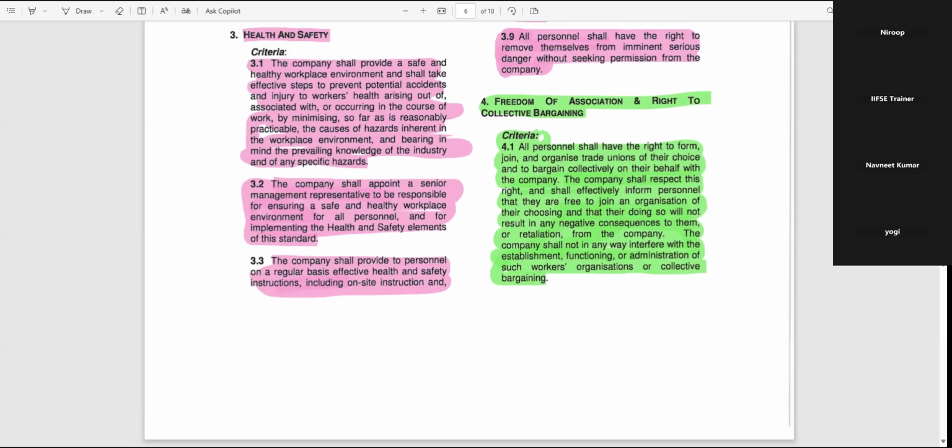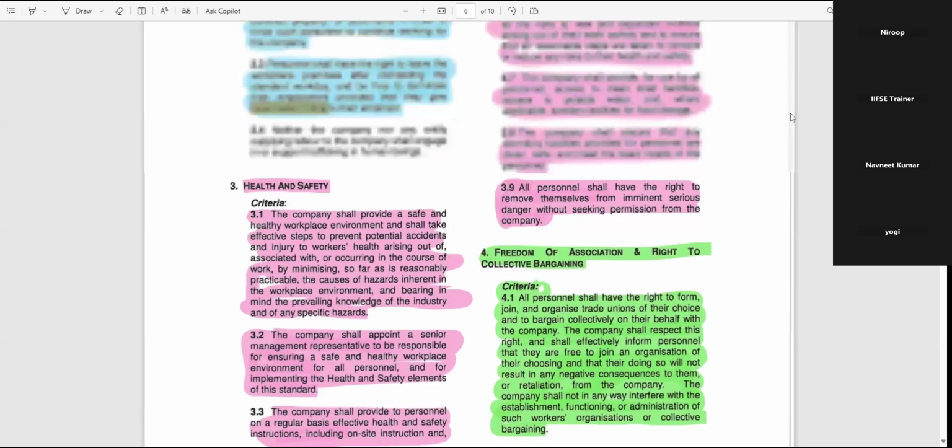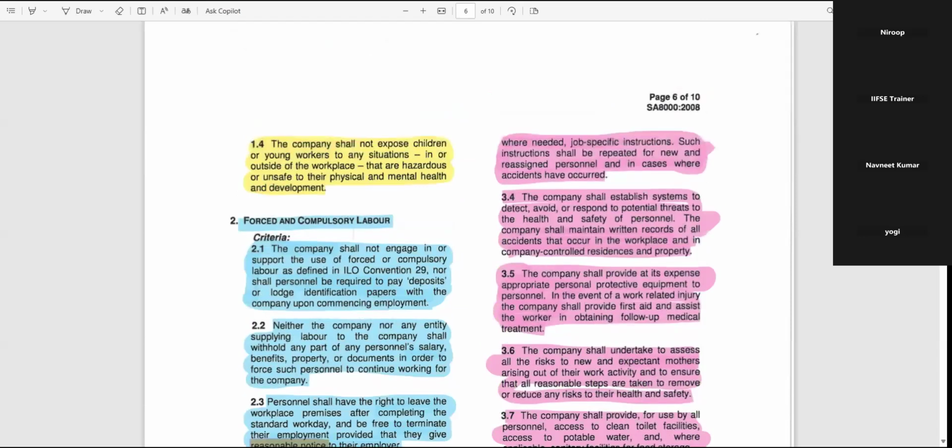The company shall provide to personnel on a regular basis effective health and safety instructions, including on-site instructions, and where needed, job-specific instructions. It is nothing but on-site safety rules and regulations. When I talk about job-specific instructions, they are nothing but job safety or on-the-job training. They have to get basic safety training as well as on-the-job training.